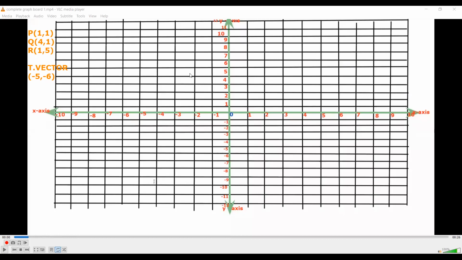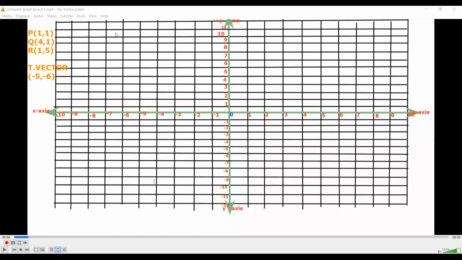Now we have our points here. The points that I told you to write down: point P is formed by 1 and 1. Point Q is 4 and 1. Point R is 1 and 5. And these points are going to move by the translation vector -5 and -6, which is 5 left and 6 down. Good. So let's first plot the point P.